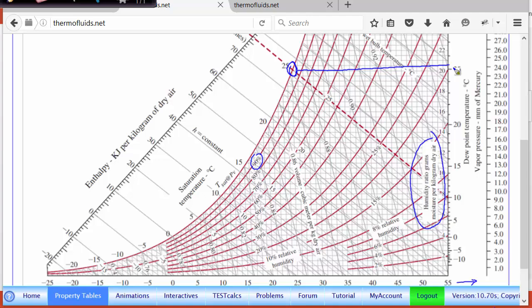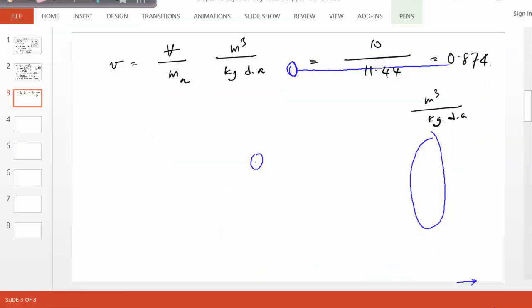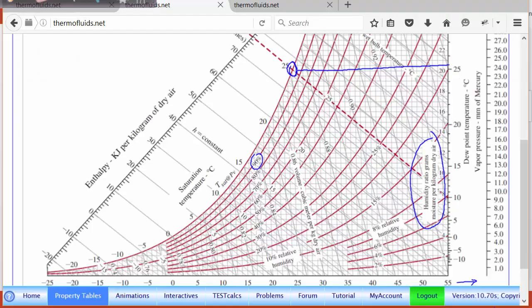So we find this state to be, from here we can pick up the value to be approximately 0.02. The vapor pressure is given in millimeter of mercury. Of course, you can convert that if you want into kPa using a converter.